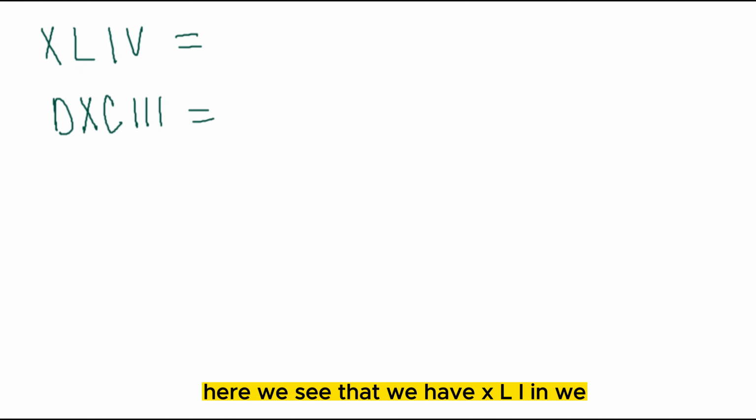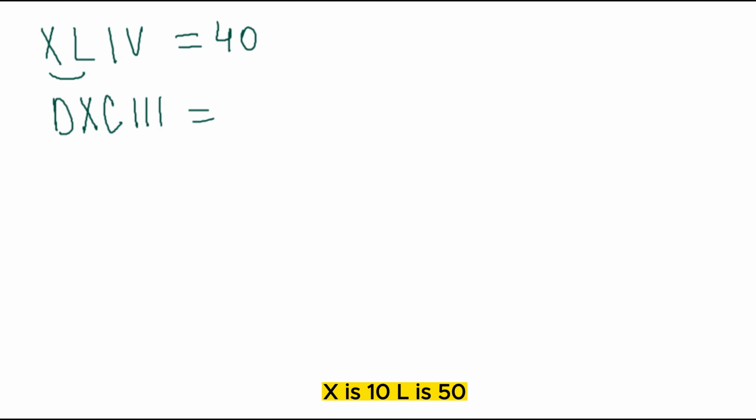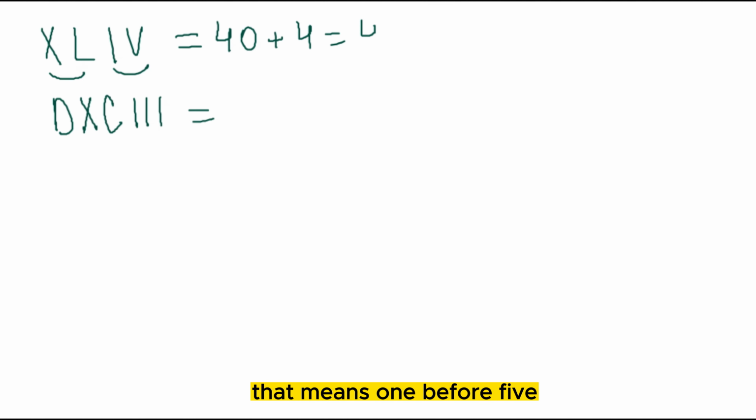So now let us change Roman numerals to our modern numerals. Here we see that we have X, L, I, and V. X is 10, L is 50. So 10 before 50, we know that this is 40. And here we have I before V. That makes 1 before 5. This is 4. So the answer here is 44.